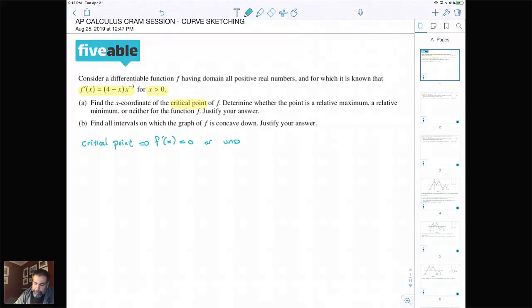But just practicing with the vocabulary, finding the critical point is finding that derivative and setting equal to 0. Our derivative in this problem is (4 minus x) over x cubed, because of the negative exponent.